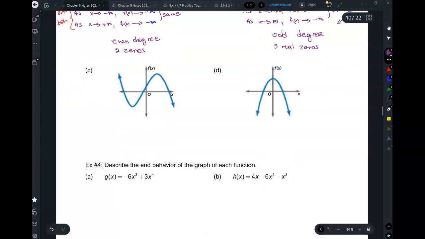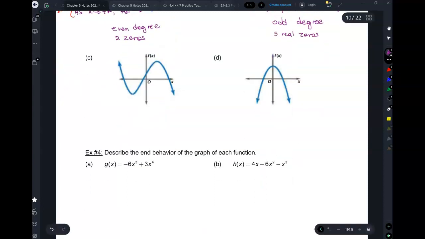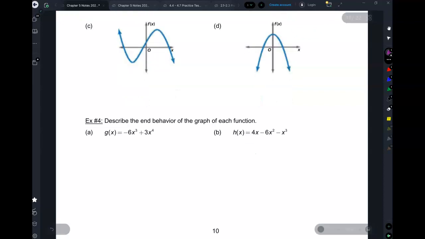So 5 real zeros. We have to write real. Why is it real? Well, we should have written real for the first one too. Is it always real? Well, if it's an x-intercept, it's a real zero.